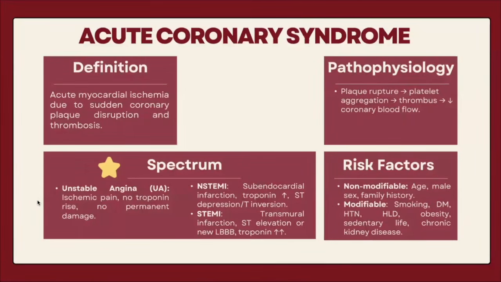And it has multiple spectrums. Coronary artery disease is something that develops over time. Acute coronary syndrome can be a complication of it, where this patient's vessels have been narrowing over time, and then in one of those vessels the plaque ruptures and it blocks it.